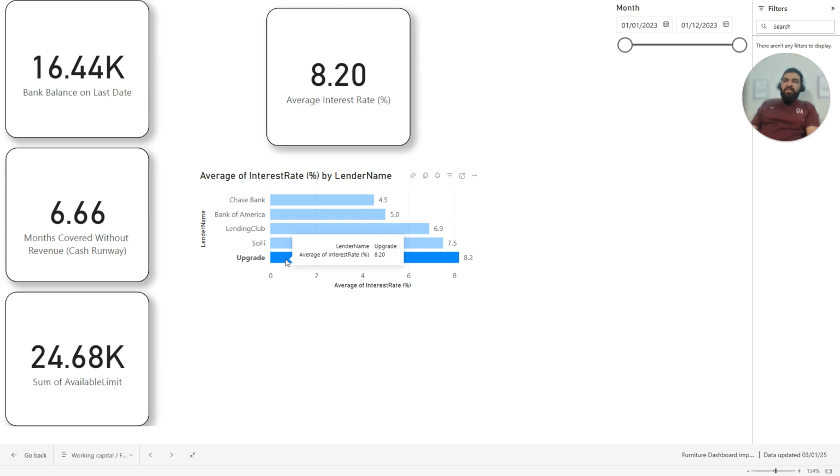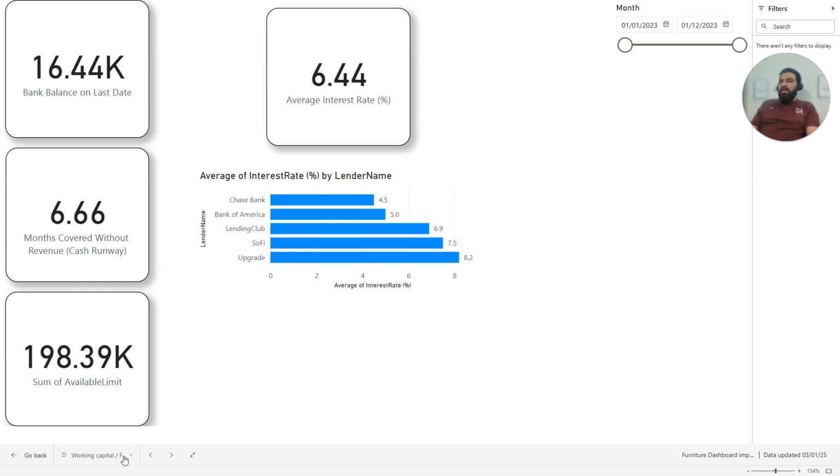Maybe whatever loan we have taken from Upgrade, if it is covered in this available limit, we could take that loan and pay Upgrade right away. So this should help us save this 8.2%. Instead we would be paying 4.5%, so there would be a saving of around 3.6, 3.7 percentage points. So this is basically how it all works.